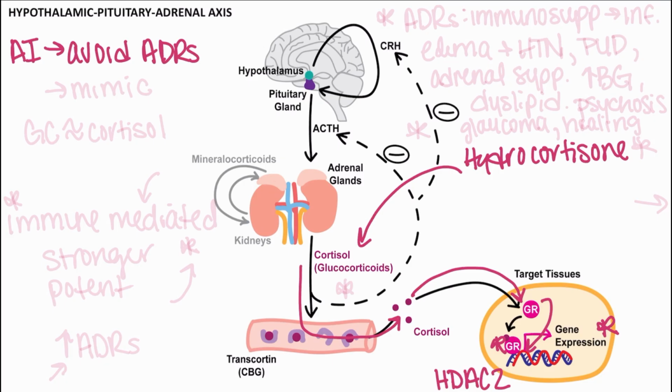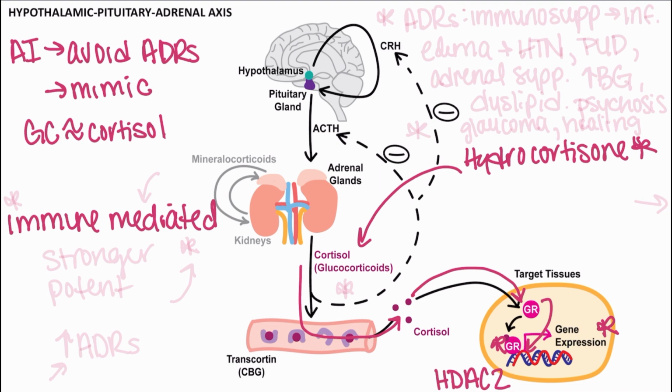And we also want to make sure we are simulating or mimicking the normal pattern of cortisol secretion with higher levels in the morning that gradually decline throughout the day to almost none by late evening. So in this case, we want to use a glucocorticoid that most similarly mimics cortisol, or our endogenous molecule, which we will get into more on the next slide, but that agent is going to be hydrocortisone.